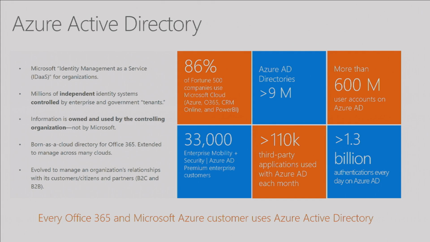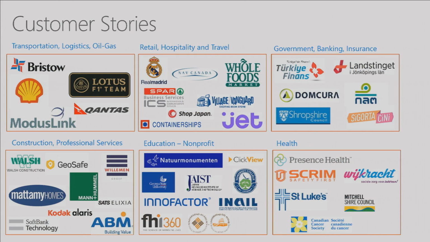But the scale that we operate at is humongous. We have more than 1 billion authentications on a daily basis. We have 600 million user accounts on Azure Active Directory. It is the largest enterprise directory on the planet. So, regardless of where you are on your cloud adoption storyline, regardless of what sector or vertical you're in, you can be sure that there is somebody who's already made that transition ahead of you using our technologies. And some of the folks here that I called out are probably in this room, so you're in good company.